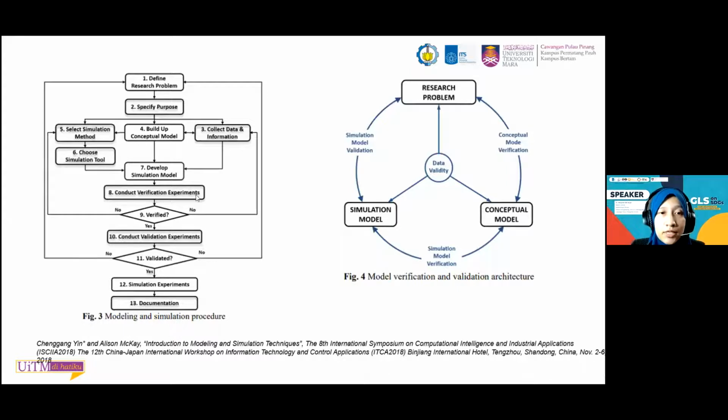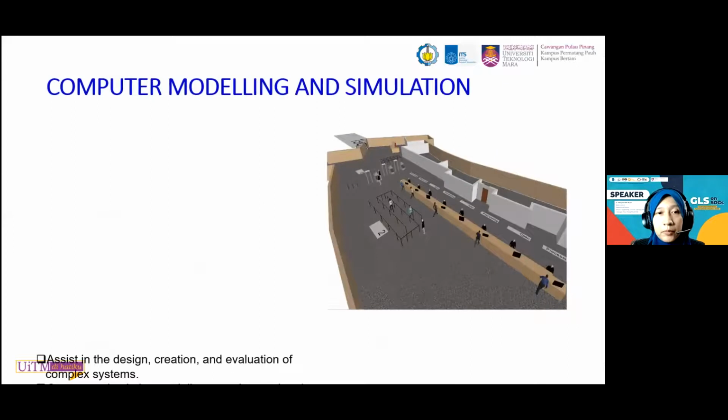So this is the process where you have to define the research problem, and then you specify the purpose. Next, you collect data and information, build the conceptual model, select the simulation method, choose the right simulation tool, and then develop the simulation model and conduct verification and also validation experiments. If everything goes okay, you can do the documentation or report to the respective persons.